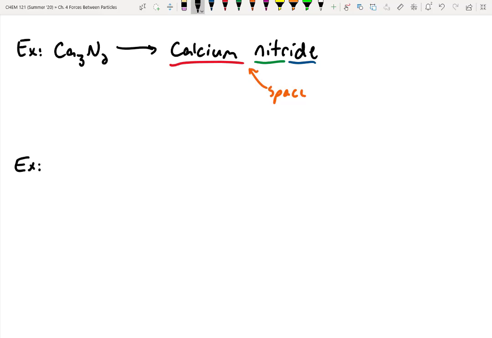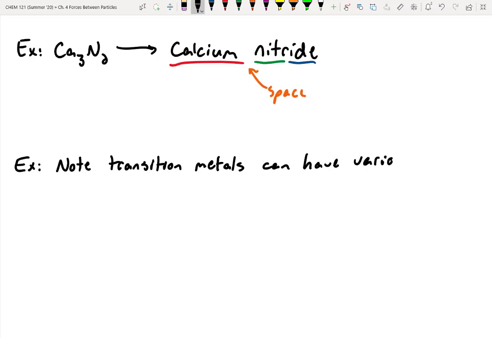And this next one's kind of interesting. I wanted to make a note that transition metals can have various charges. And this really complicates things for naming. So let's take an example here. Let's say we've got copper, and it's copper 2+. Copper can exist as copper 2+, or it can exist as copper 1+.